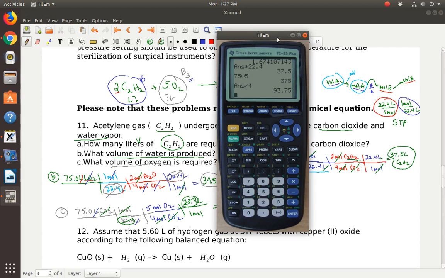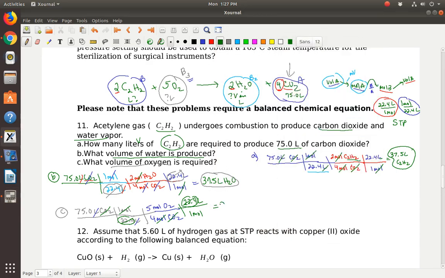There we go. 93.75. I have to look at sig figs. 3 sig figs at the beginning: 1, 2, 3 sig figs. 93.8 liters of oxygen is the volume. Okay, so that's question number 11.